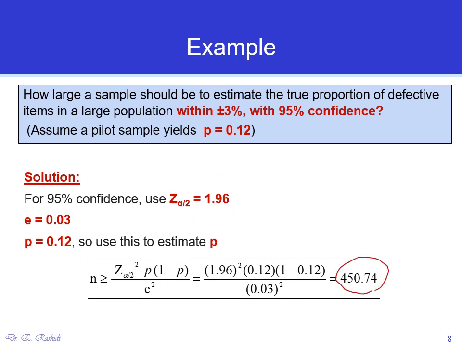The sample size n should be greater than 450.74. And we always have to round up. So we're going to round this up to 451. So n here should be at least 451.